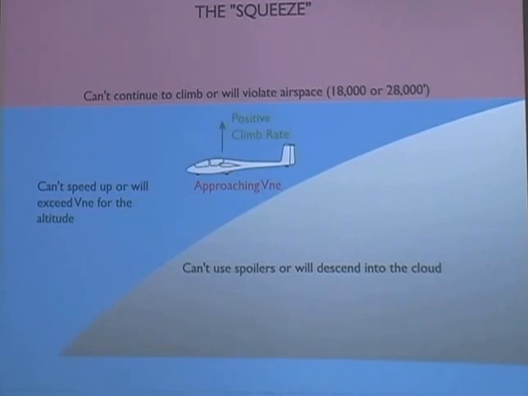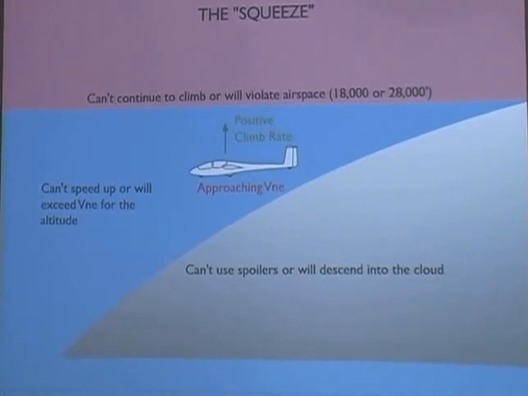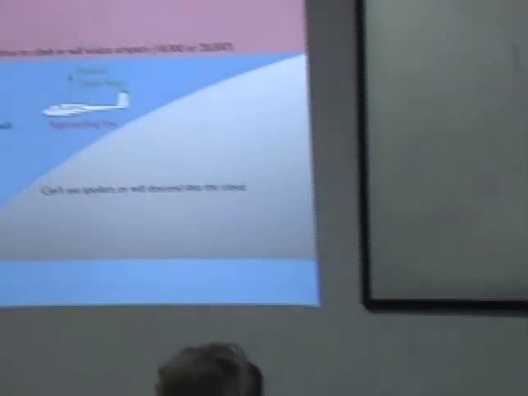Blast through VNE, fly through the cloud, break the airspace. Which one? Bail out. So we go number 3. Number 3 is break the airspace, hopefully what everybody's choosing there. That's the one that won't kill you.